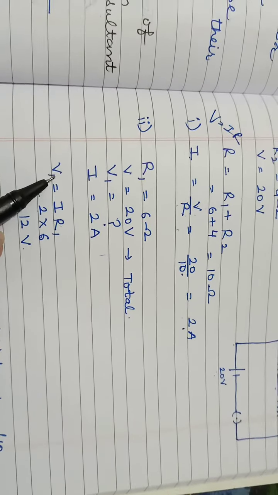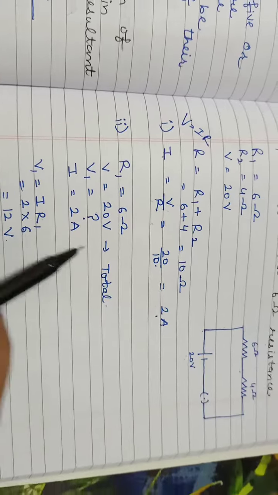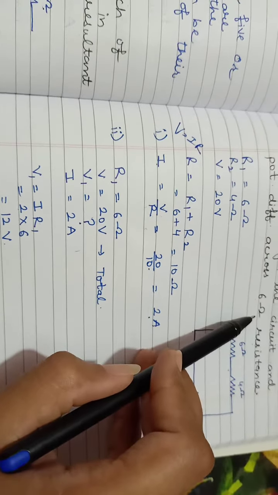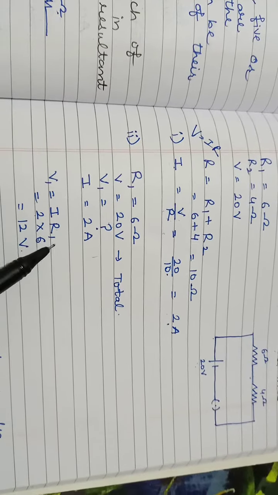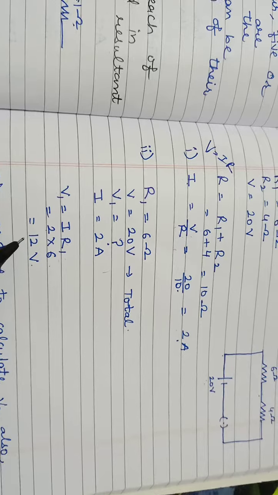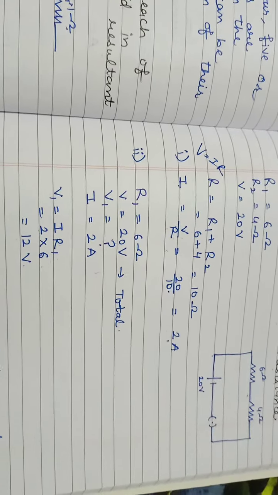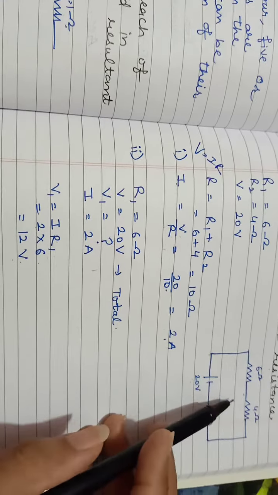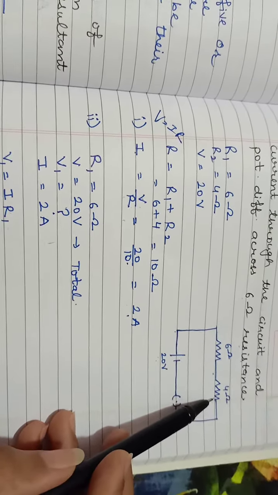According to Ohm's law, again V is equal to IR, but we are using R1 only because in the question it is given that only the 6 ohm resistance. So V is equal to IR, I is 2, R is 6. So the potential difference across this R1 is 12 volt.